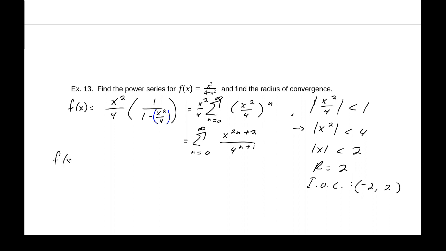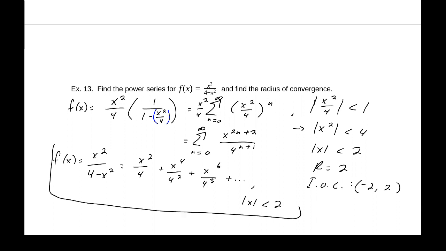Now, what we are saying then is the function x squared over 4 minus x squared is equal to, and here are the first few terms, x squared over 4 plus x to the 4th over 4 squared plus x to the 6th over 4 cubed plus, if the absolute value of x is less than 2. We're saying that those two are equal.